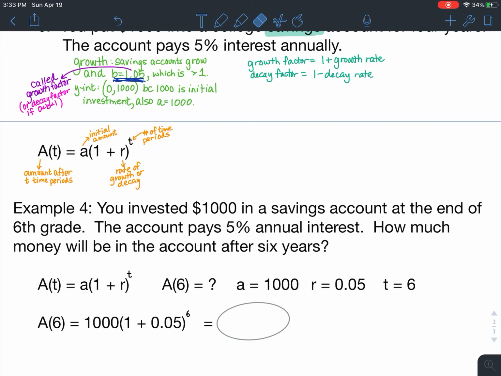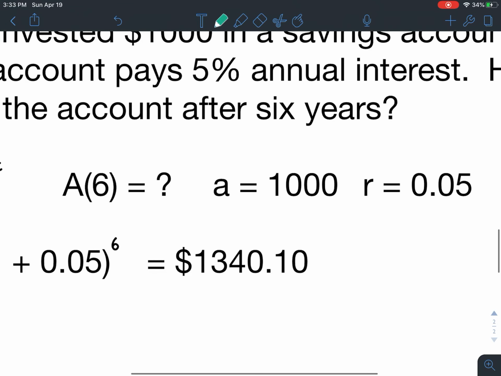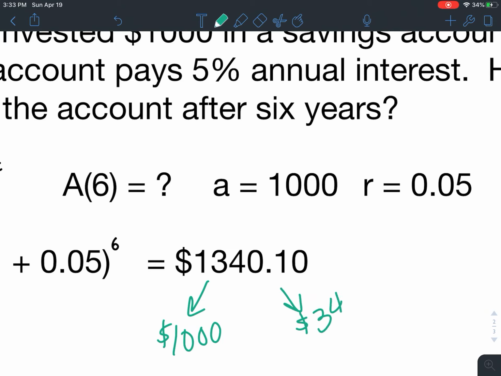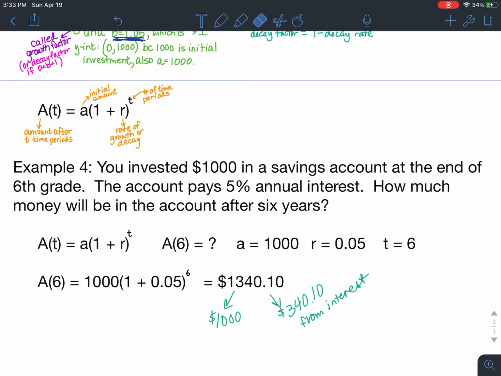And then we would type that in our calculator and we get $1,340.10. So that's how much you have at the end of the 6 years. So 1,000 of this is how much you put in. And then the extra $340.10, that's how much you got from the interest. Not bad. Although try to find a savings account with 5% interest.